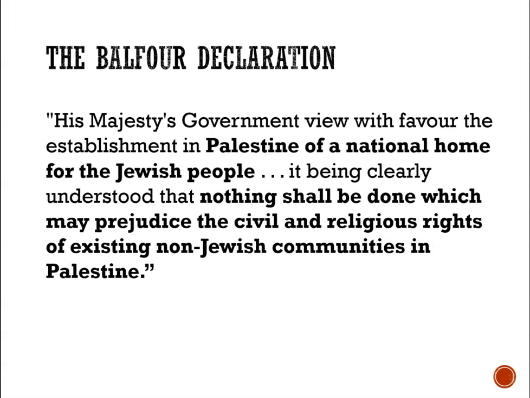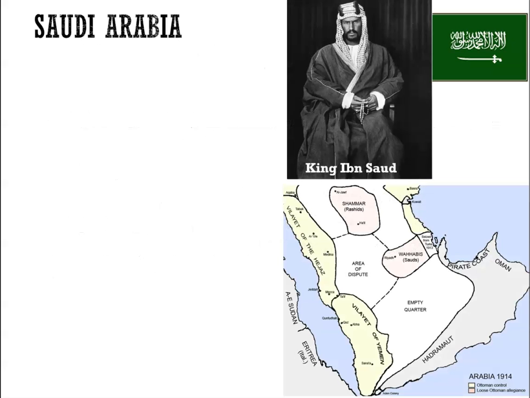So there you have it. I just read it to you. I won't read it again, but the key words there, national home for the Jewish people, and then nothing shall be done which prejudice the civil and religious rights of existing non-Jewish communities. All right, so that sets up a whole lot of stuff there. We don't have time to go into great detail. But let's take a look at Saudi Arabia.